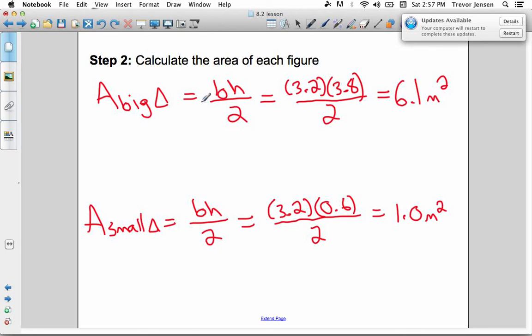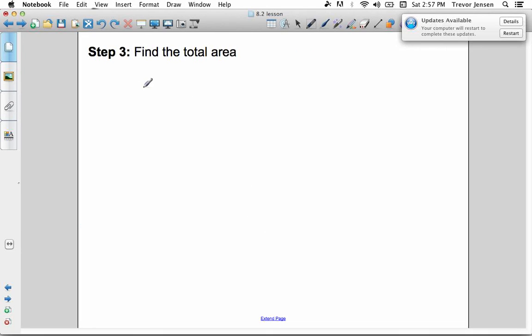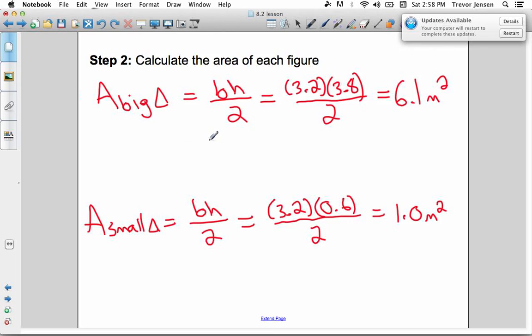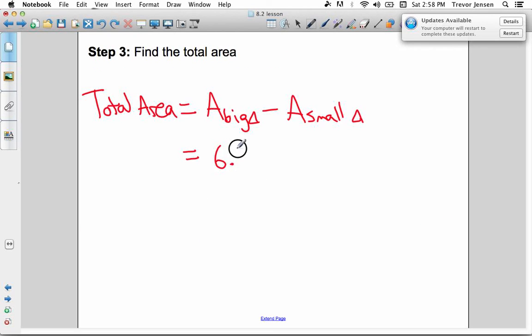Now what I'm going to do is calculate the total area by subtracting that small triangle that's been cut out from the area of the big triangle that I constructed. So let's find the total area. I said I find that by taking the area of the big triangle and then subtracting the area of the small triangle. So let's go ahead and do that. The area of the big triangle was 6.1. The area of the small triangle was 1.0. I get 5.1 meters squared is the total area of that hang glider sail.